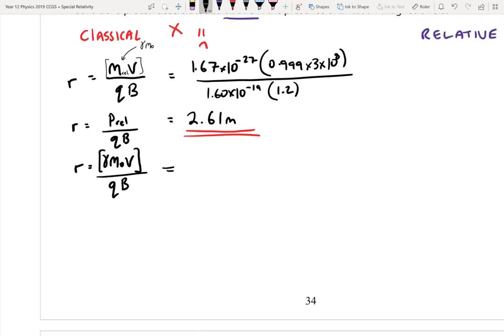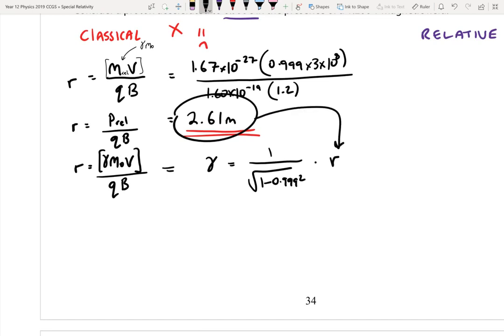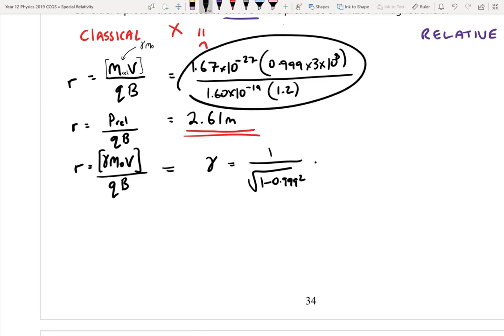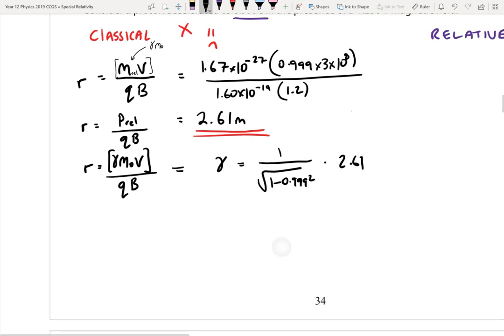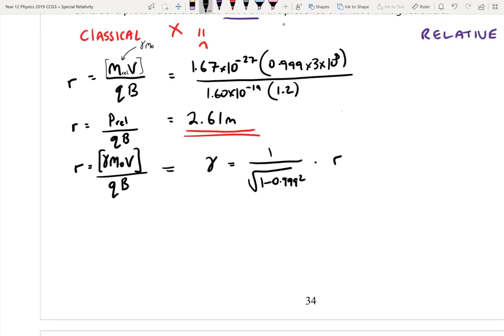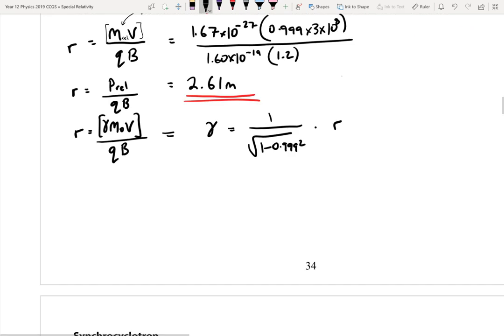So we take our gamma. I'm just going to be tricky and go 1 over the square root of 1 minus 0.999 squared, times R. Really, we're just going to multiply the classical radius by the Lorentz factor. Are we happy with that? If you're not, you're going to have to write all of this again down here, but we're running out of time. So let's just go 2.61, or R. So that speeds things up a little bit.